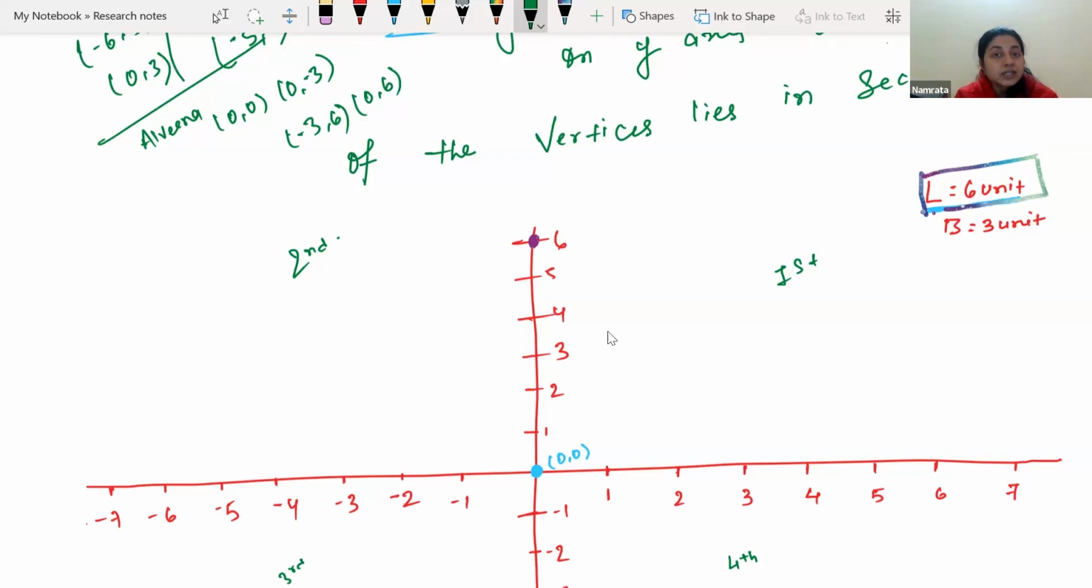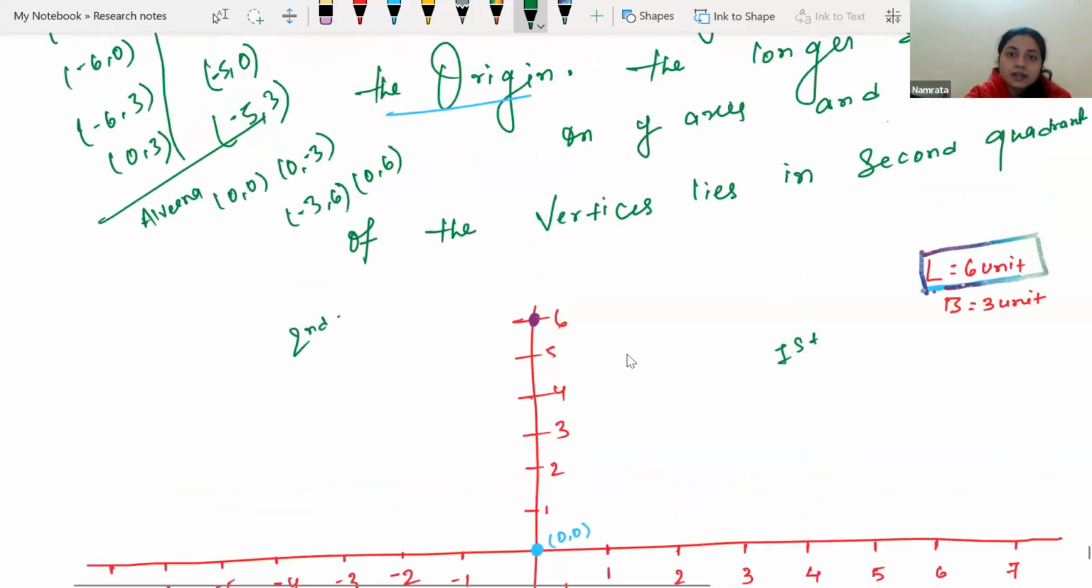We have to take it in this order only, we cannot change the order. This is the first, then when we move towards the left it is second, then we move down it is third, and then we move right it is fourth. This is how the quadrants are supposed to be named.